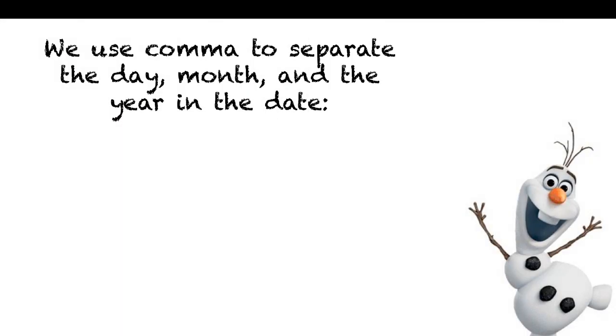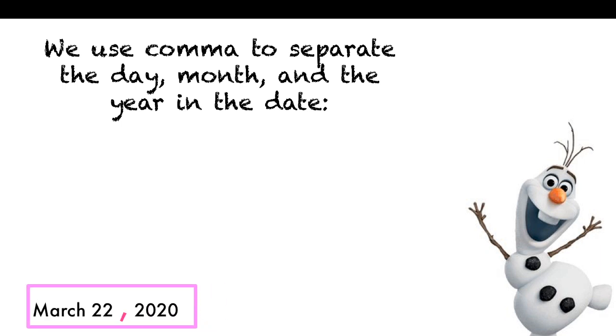Now, the last one, we also use the comma in dates. We separate the day with the month and the year. Look at that. Here we have March 22, 2020. The comma comes between the month and the year.